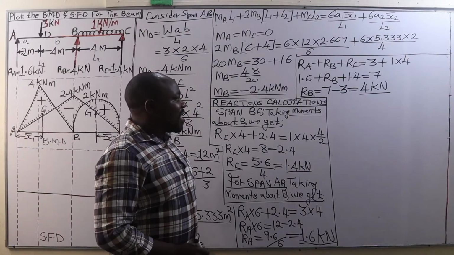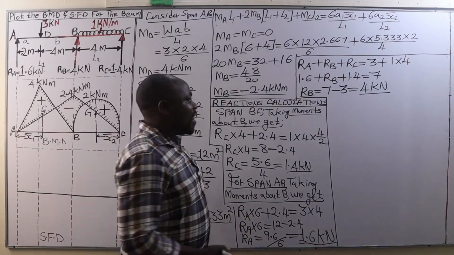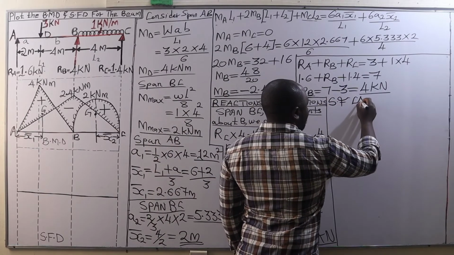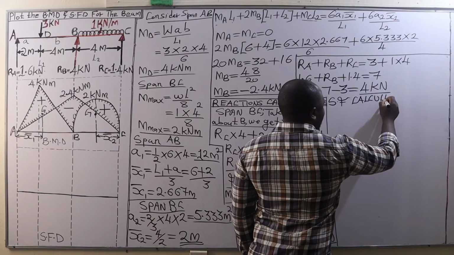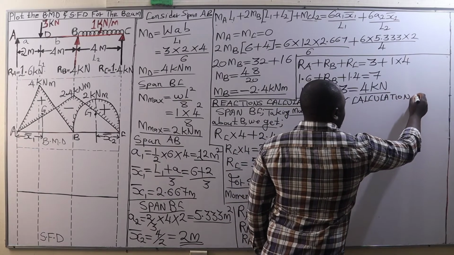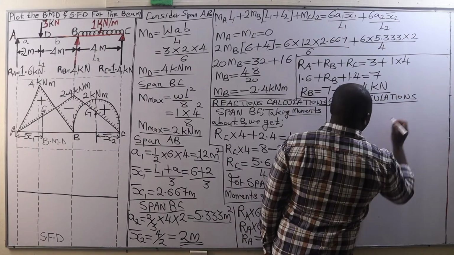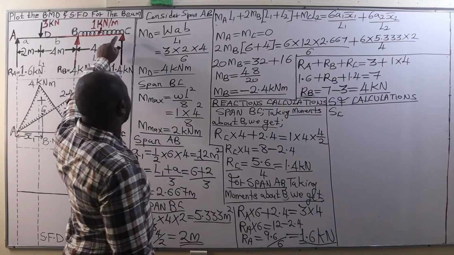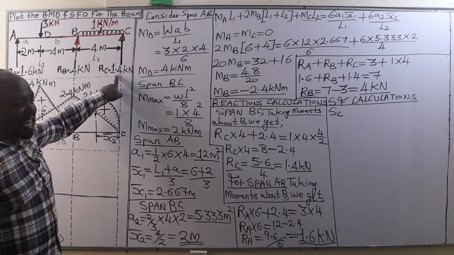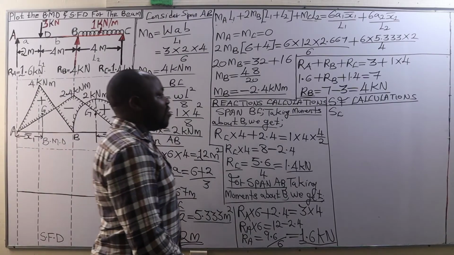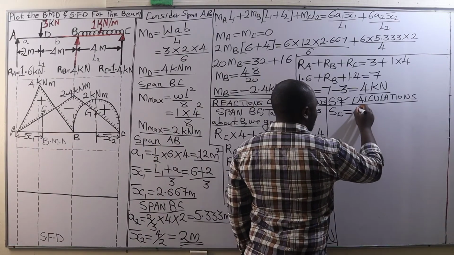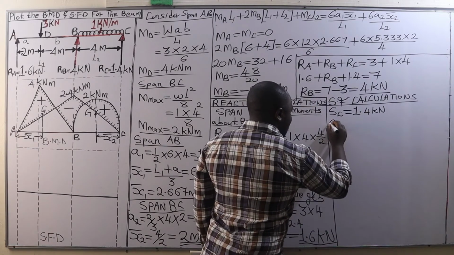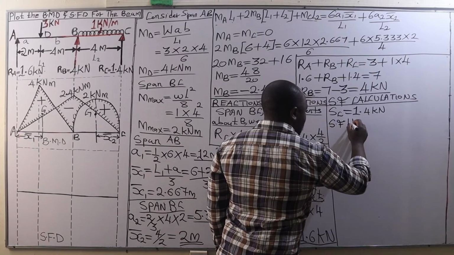Good. Then, after getting the values of all the reactions, the next operation will be shear force calculations. So we go to SF calculations, and for the shear force calculations, we are going to begin with shear force at C, and the shear force at C will be equal to the reaction at C, which is 1.4 kilonewtons. Therefore, SC is equal to 1.4 kilonewtons.